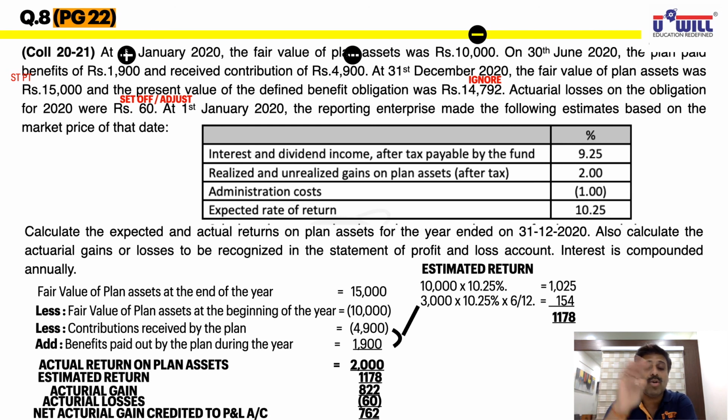So you all already know how to find actual return on plan assets. Further, we have to find estimated or expected return. Actual return is to be compared with estimated return. If actual return is more, it is an actuarial gain. If actual return is less, it is an actuarial loss. Further, we set off that loss of 60 rupees and net amount what we will credit to P&L account is 762 rupees. Pause the video and complete it.